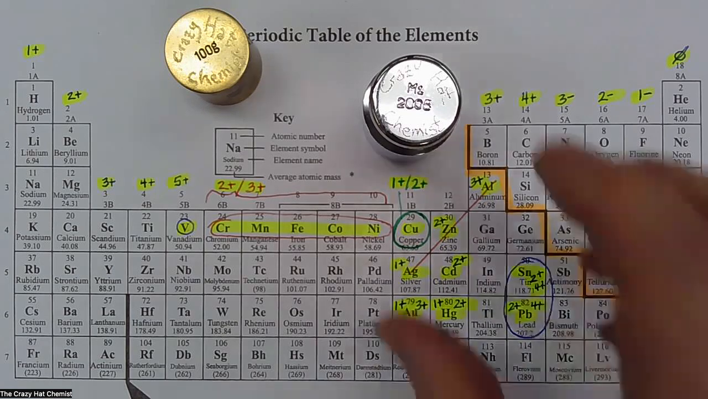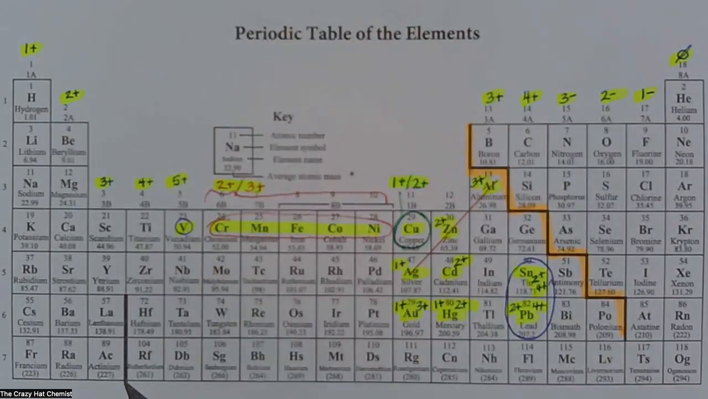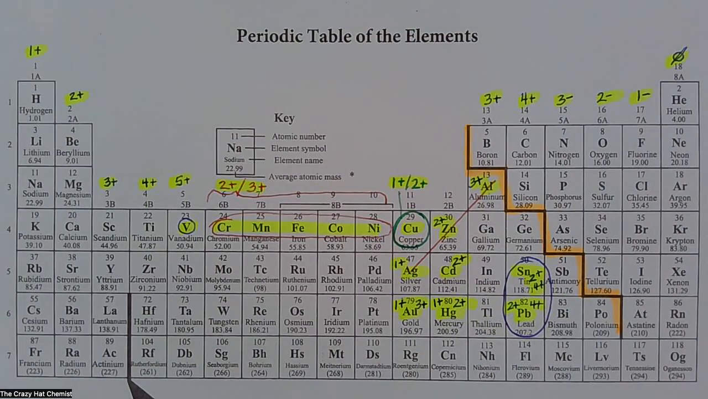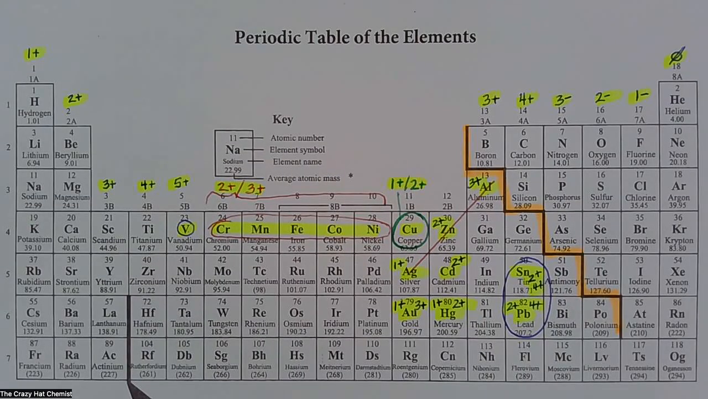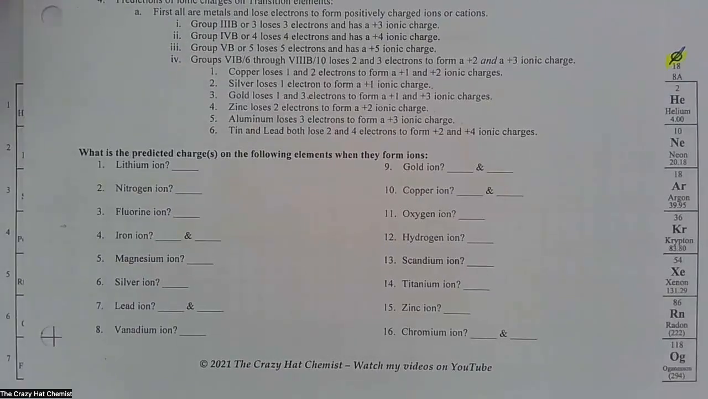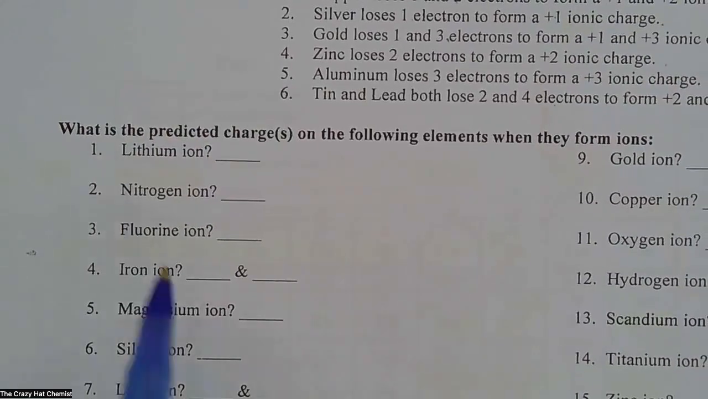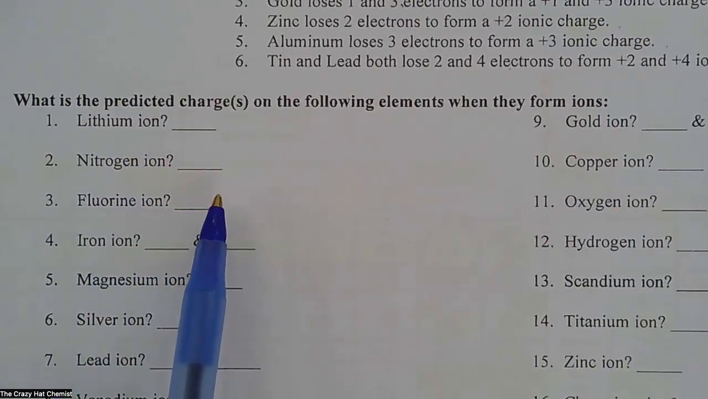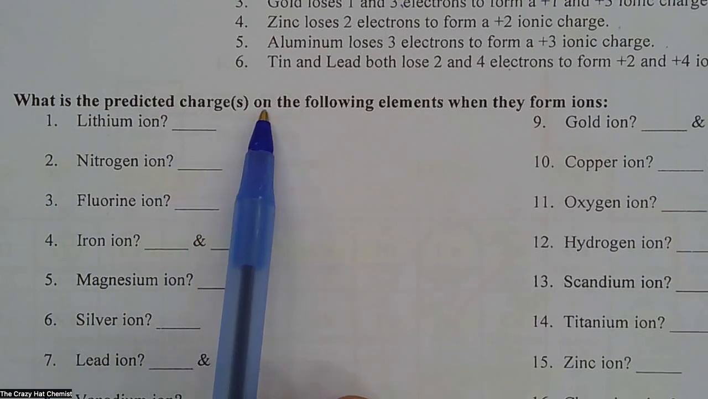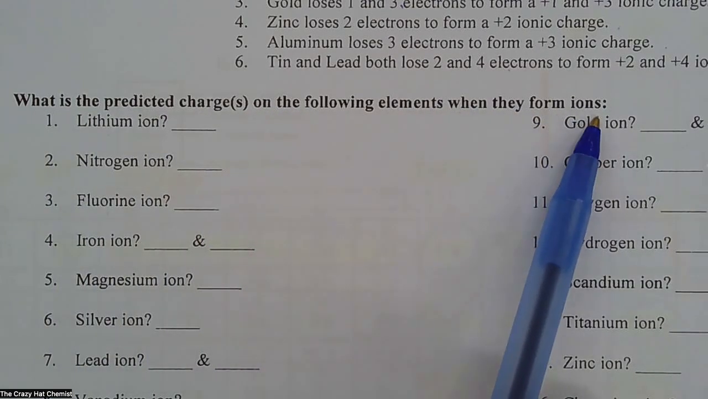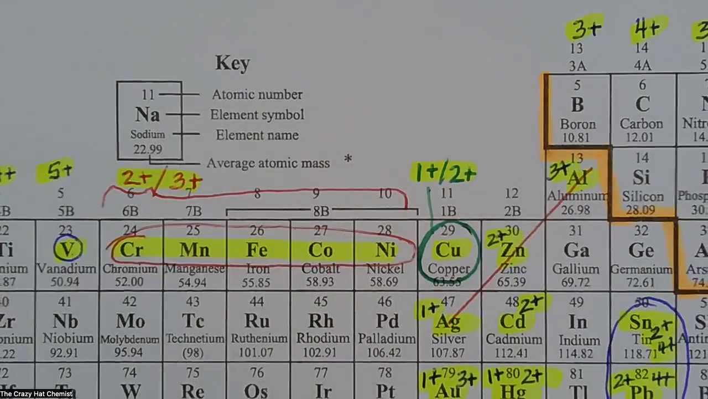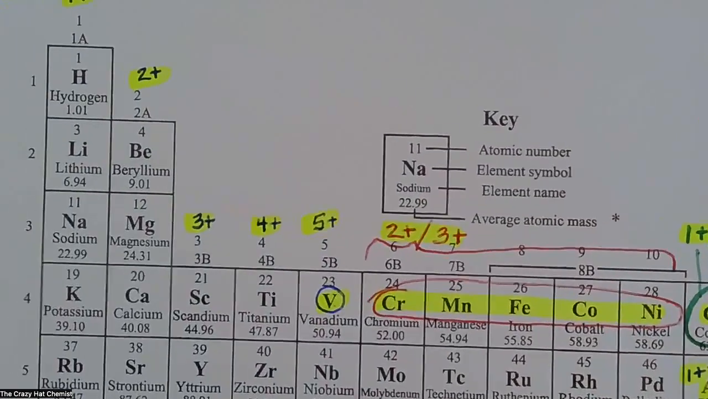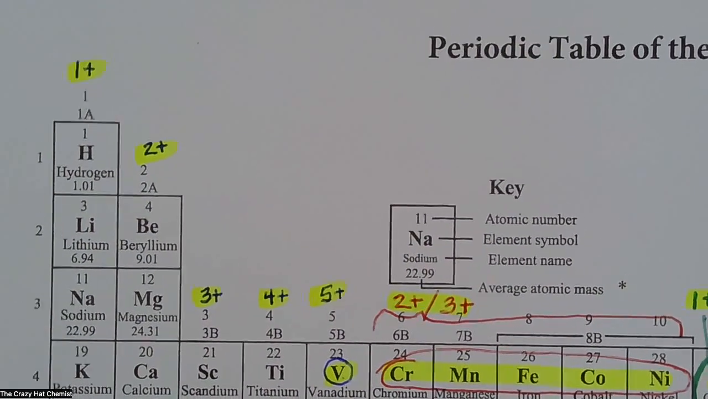All right, so we have some questions here. Let's see if we can answer these questions using this periodic table, because periodically it will come in useful fashion. So here are the questions. So question number 1. All the questions are the same question. That is, what is the predicted charge or charges on the following elements when they form ions? So question number 1 is lithium ion. So let's find out where lithium ion is. So let's move our periodic table around here and we're going to find lithium ion.